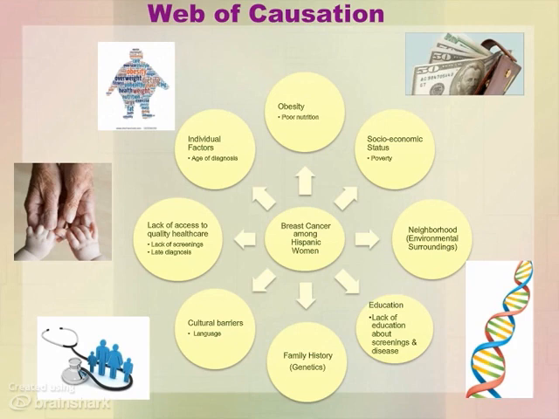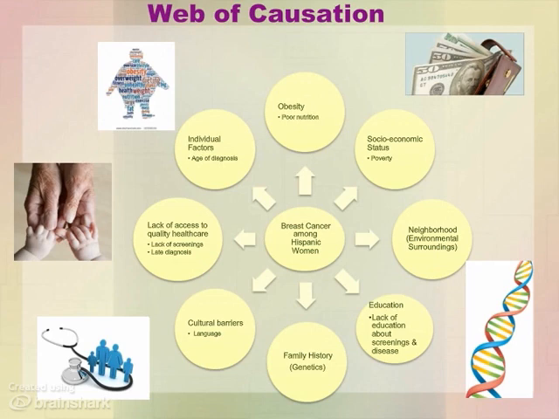So after reviewing the literature, this is the web of causation that I created. And so we're just going to look at each one of these determinants individually. The first one is obesity, and then under that it reads poor nutrition. The second determinant would be their socioeconomic status. Usually lower incomes are affected. The third determinant is the neighborhood, their actual environmental surroundings.